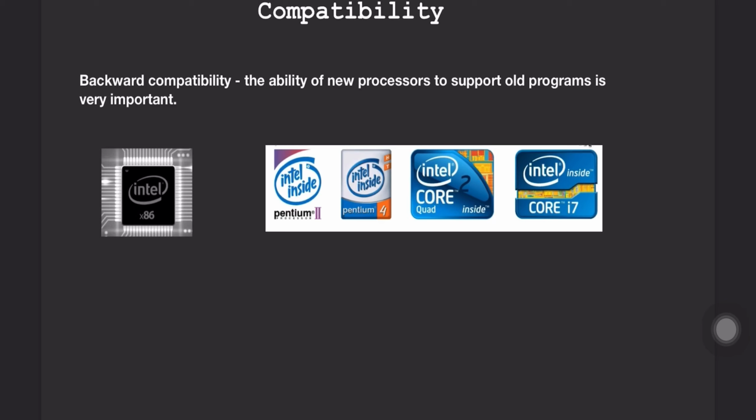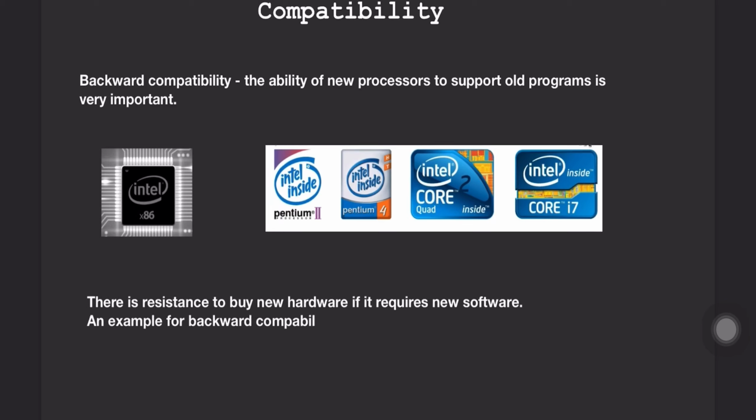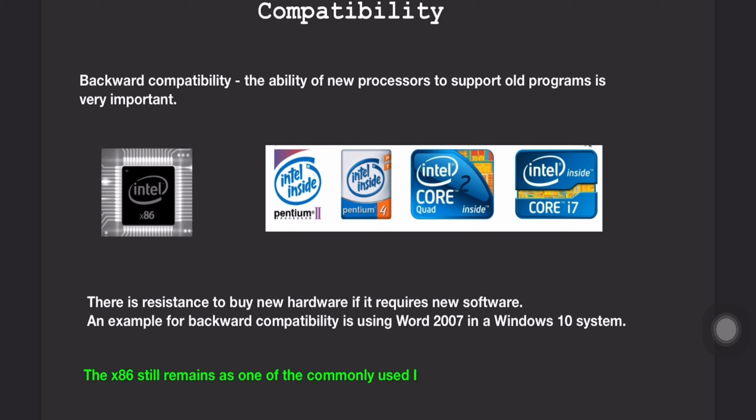Compatibility. Backward compatibility, the ability of new processors to support old programs, is very important. There is resistance to buy new hardware if it requires new software. The x86 still remains one of the most commonly used ISAs because of its high compatibility.